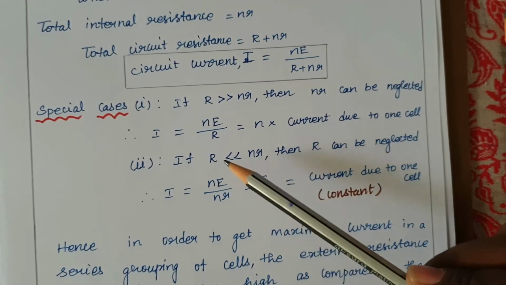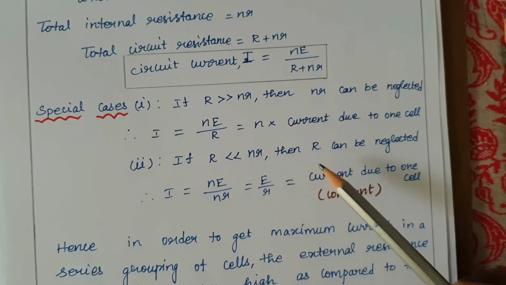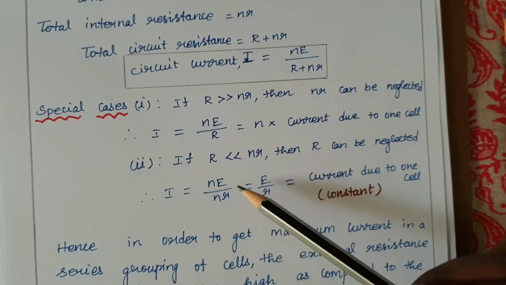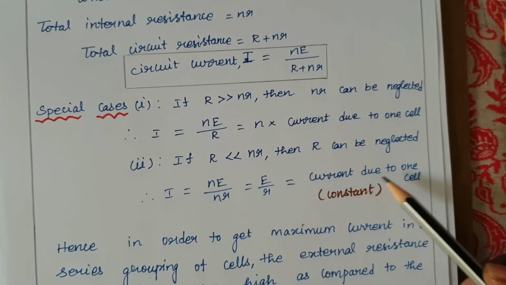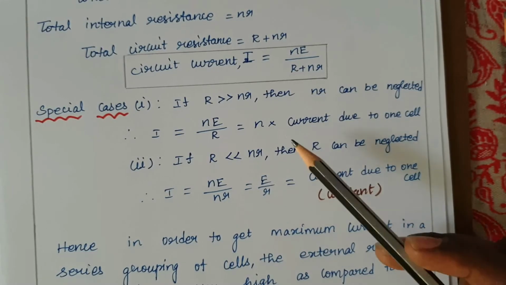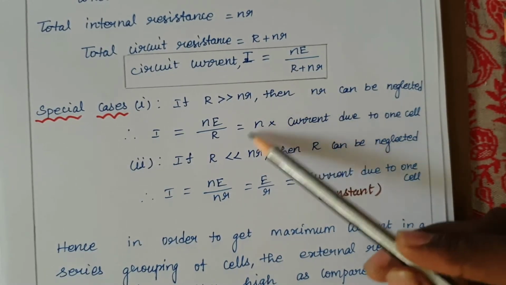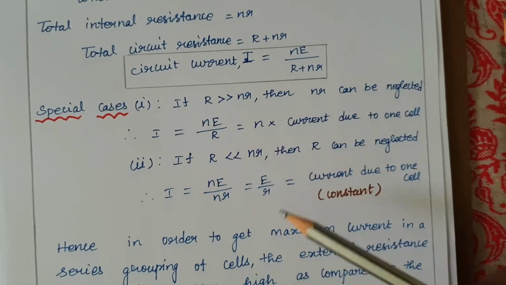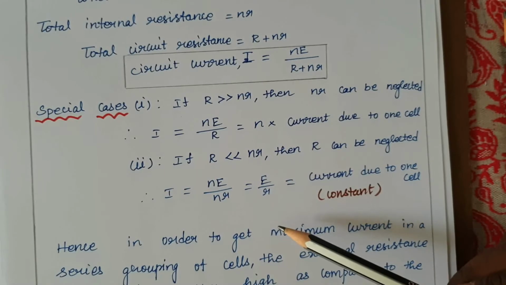The next case: suppose the internal resistance is very high and the external resistance is very small. Then R can be neglected, that is, I is equal to nE divided by nr. So n and n cancel, and we get E divided by small r, which is nothing but the current due to one cell only. In the earlier case it was n into the current due to one cell, so as the number of cells increases, the current also increases. But here it is only E by r, the current due to one single cell.